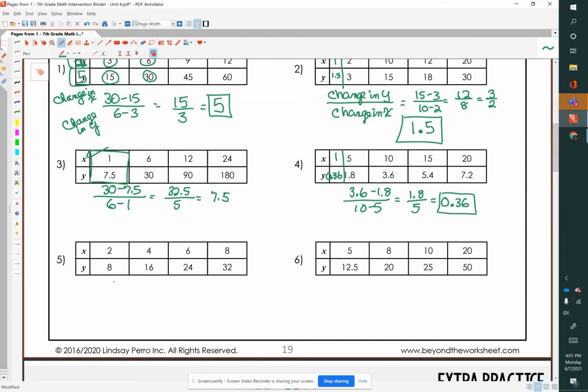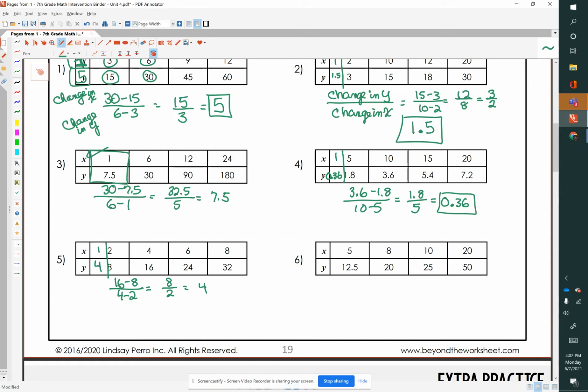Let's look at number 5. We always take the two smallest numbers. Usually that's the easiest. So 16 minus 8 is 8. 4 minus 2 is 2. And 8 divided by 2 equals 4. So if this were 1, this would be 4.